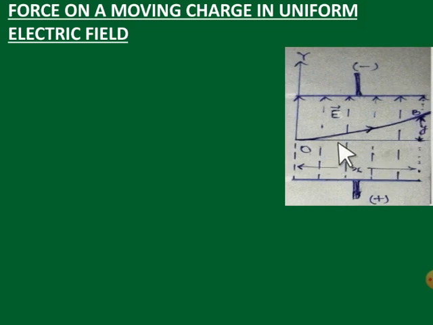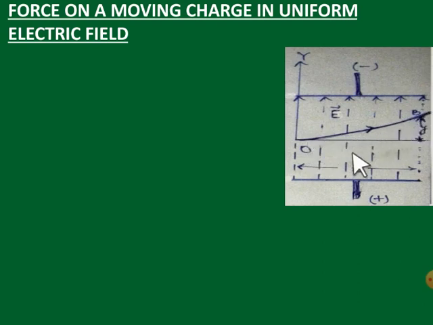Moreover, this electric field is uniform. When a charged particle is placed somewhere here, it will experience a force and it will move parallel to the force. Either it may be moving toward the negative plate or toward the positive plate, depending upon whether the charge is positive or negative. Got it? But when the charged particle is moving perpendicular to the field, then the direction of motion of the charged particle will not be parallel to the electric field. Rather, it will take a parabolic path.